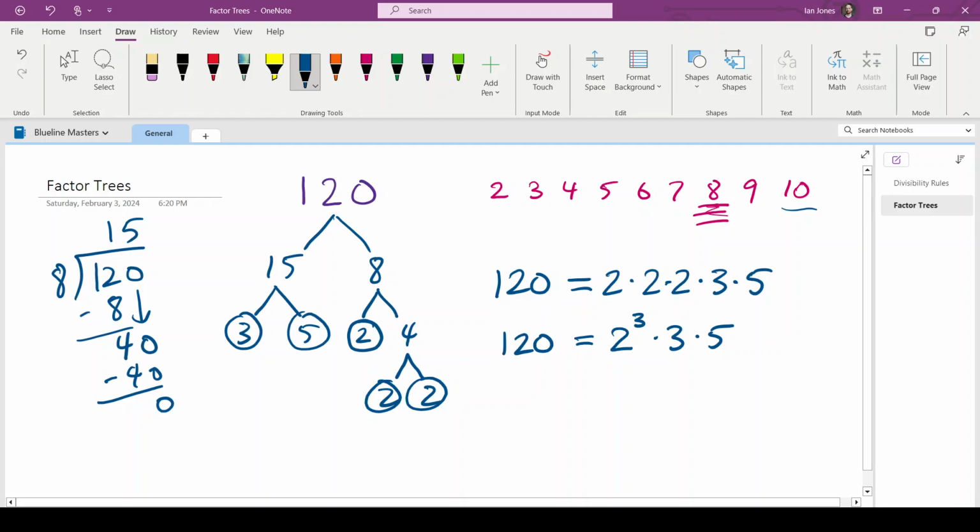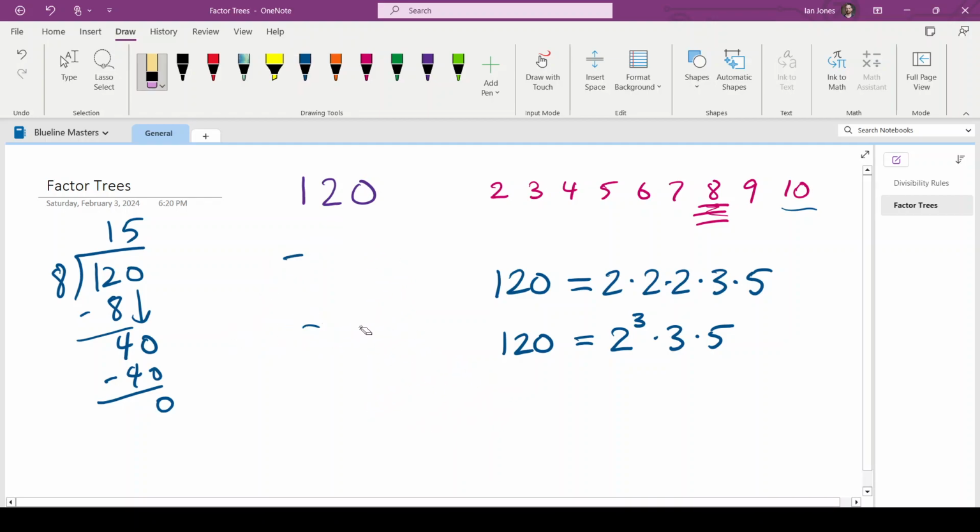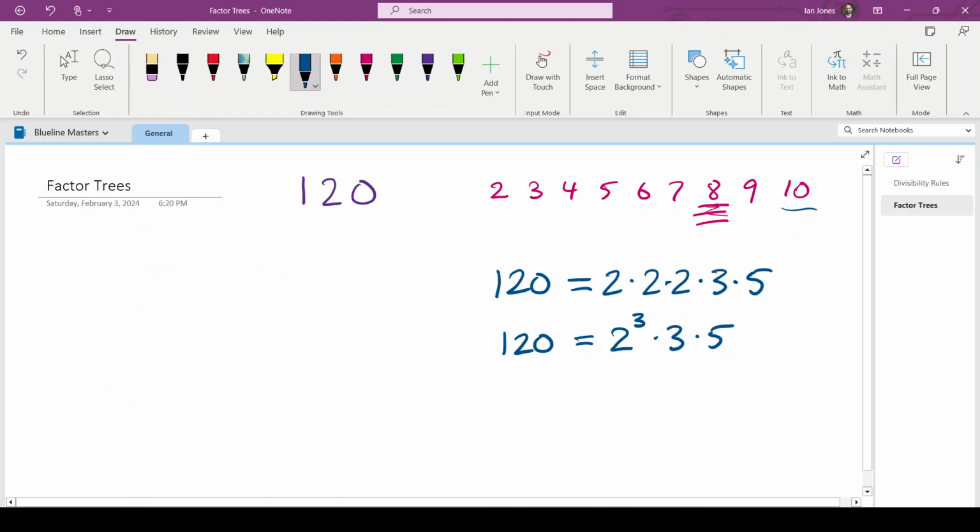Okay, should we do it one more way? Why not? Let's suppose we start with 5 maybe. Maybe we see this 0 at the end and we say, hey, I know the divisibility rule for 5 says that if the last digit is 0 or 5, then that number is divisible by 5. Okay, so I'm going to start off with 5 then.